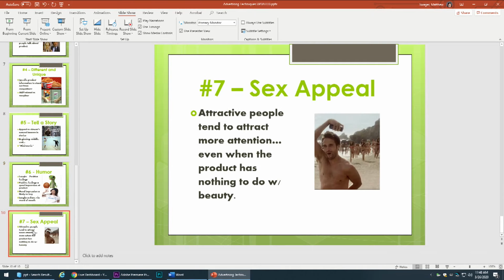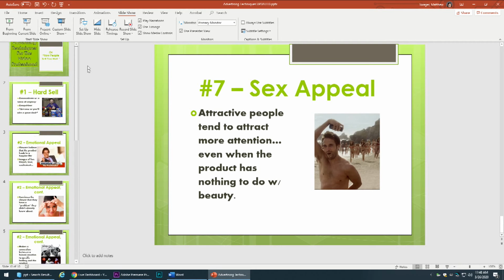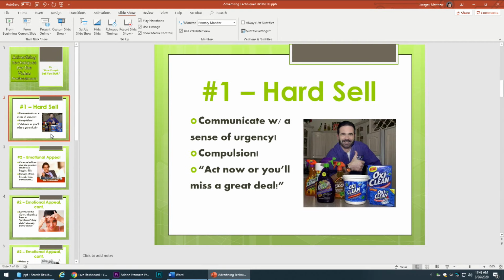Almost every single one of those advertising techniques are used. And I'm pretty sure that depending on the area where this product might be, you could justify hard sell if they also mentioned it was on sale. Now there you go. Almost all those advertising techniques in almost one commercial.